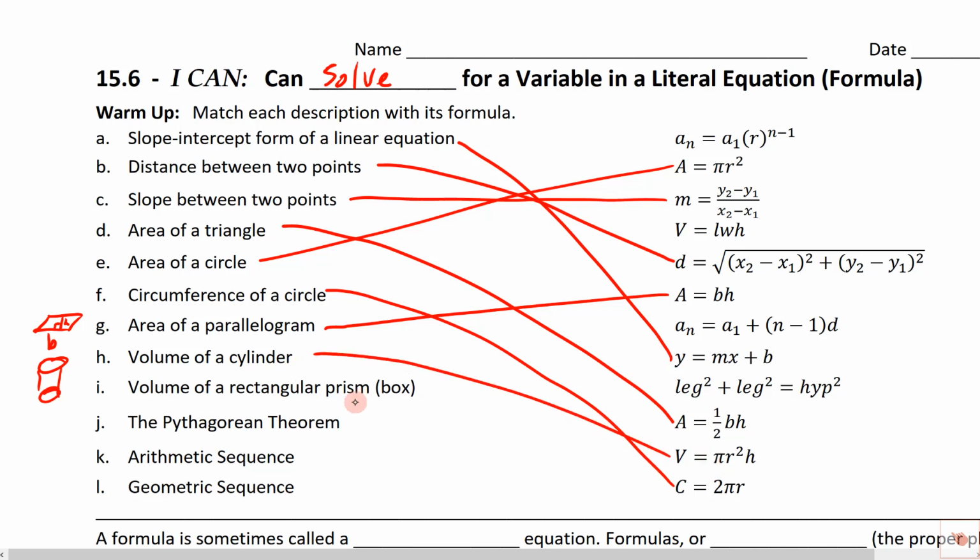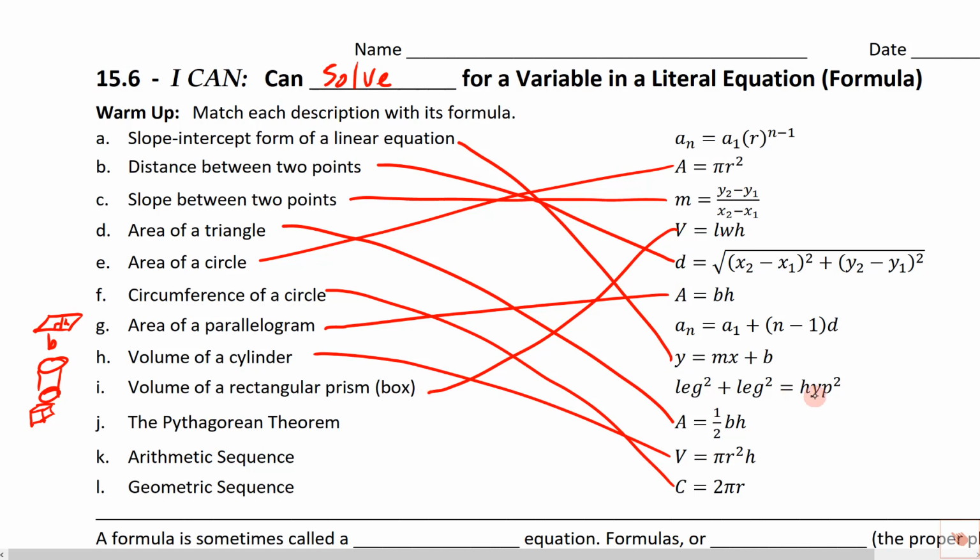And then volume of a rectangular prism. A rectangular prism is basically just a box. So what we're talking about there is basically these types of shapes. So that's going to be, we could say, area of the base, big capital B times h. But most of the time we just think of it as length times width times height. So that's going to be this guy right here. And then the Pythagorean Theorem, most people think a squared plus b squared equals c squared. I like to memorize it this way. Leg squared plus leg squared equals hypotenuse squared.